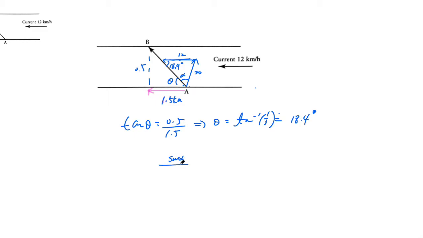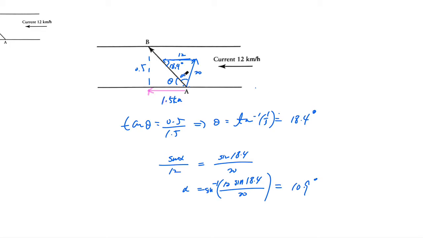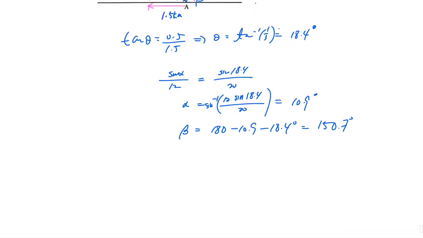So sine of alpha over 12 should equal sine of 18.4 over 20. Okay, this is the sine law. So the angle alpha is sine inverse of 12 times sine 18.4 over 20. That's 10.9 degrees. So the actual heading, let's call this beta, is 180 minus 10.9 minus 18.4, 150.7. So this diagram is not really in the correct proportion.